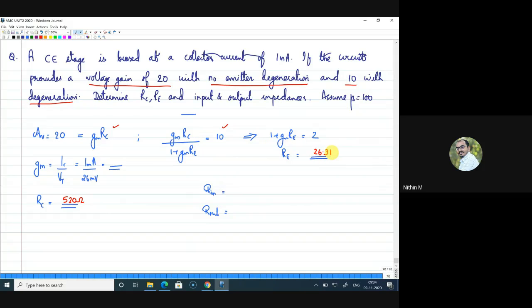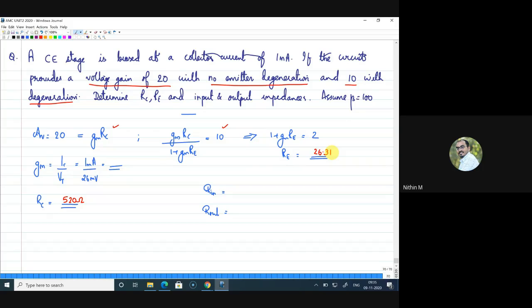Now what is R in? Bhavana, you also got the same answers. Maheshwari also. Okay. Manikandan, it is 26 ohms for RE, yes. RC is, yeah, that is right. Now R in, yes. So what is the value of R in? R in is 2.63K.